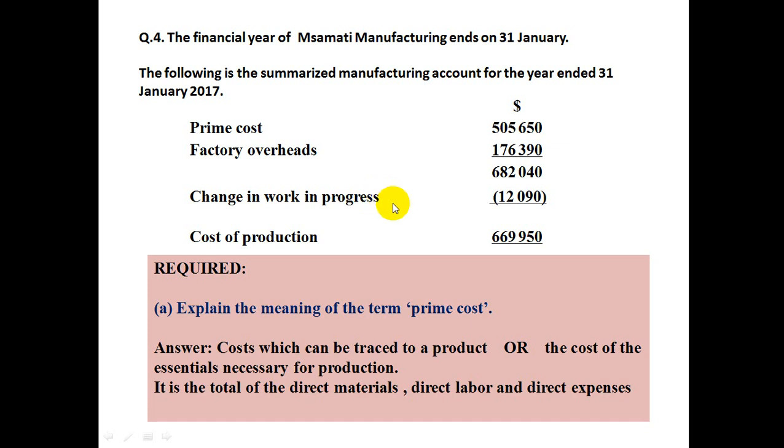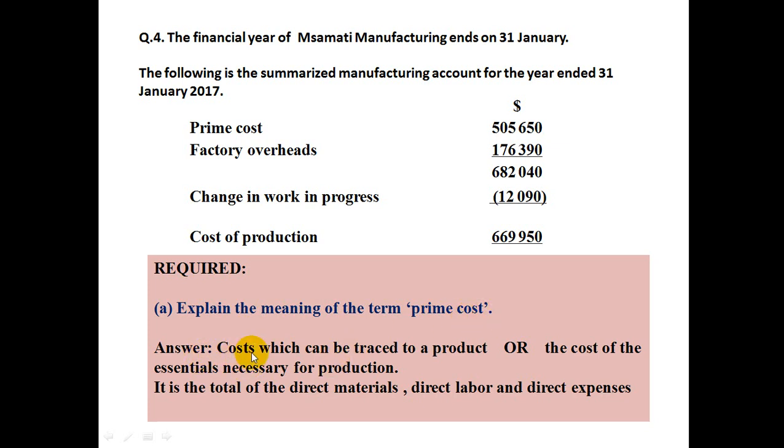Opening and ending work in progress difference is this one, which is subtracted from cost of goods produced. So it shows that the ending work in progress is more than the beginning work in progress. Cost of production finally calculated by their manufacturing account is given to us. Requirement is the theoretical part in the question that says explain the meaning of the term prime cost.